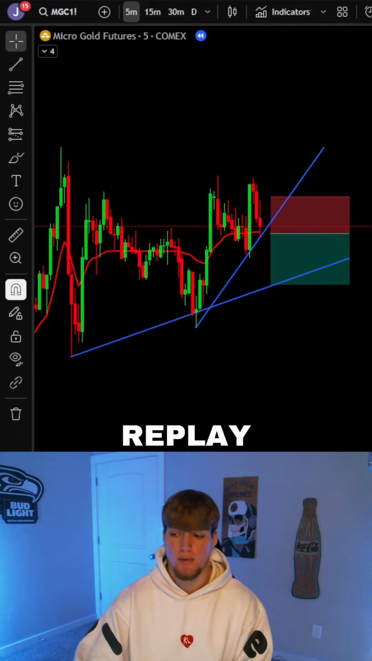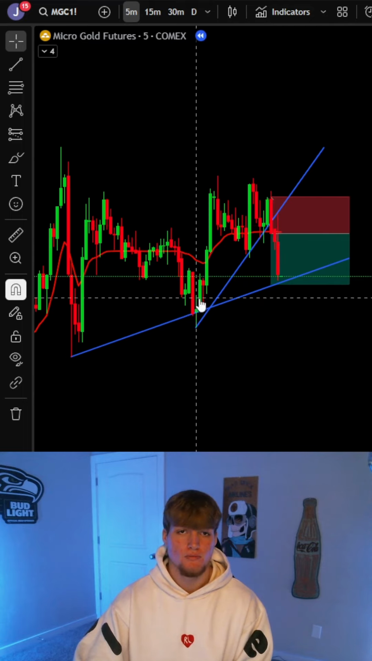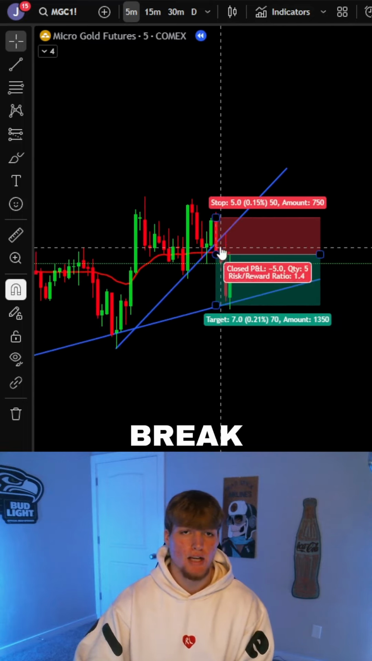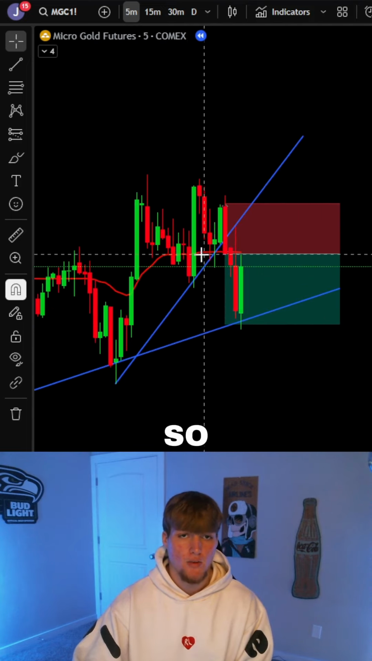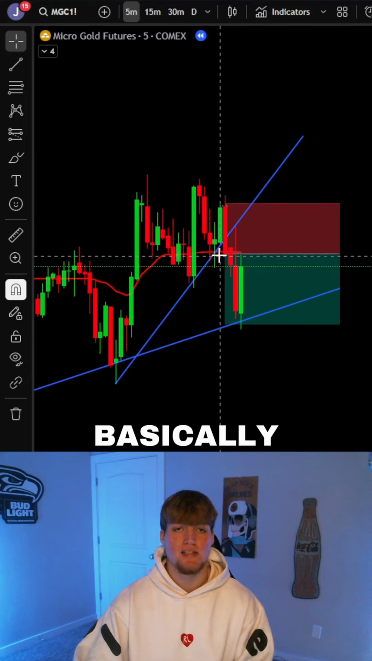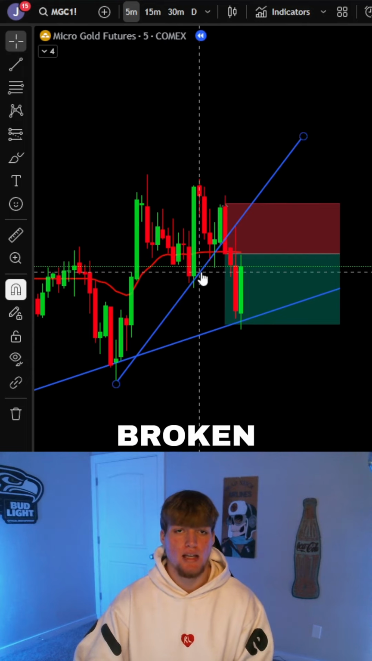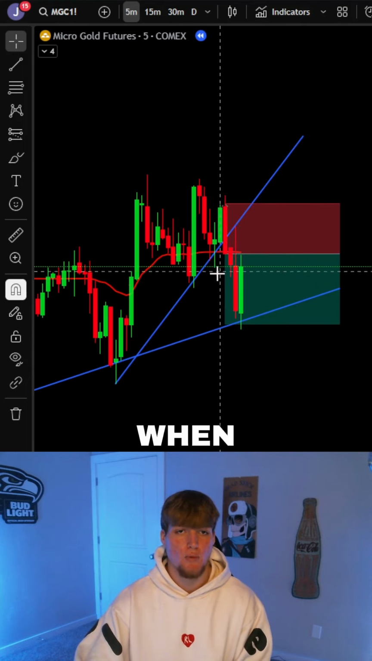So I'm going to use the bar replay and let it play out here. As you can see, as soon as we break structure beneath that trend line, we also close beneath 5-minute trauma. So the red line is the 5-minute trauma, and that's basically the underlying trend. Once that gets broken and our trend line, that signals an entry. That's right when we entered.